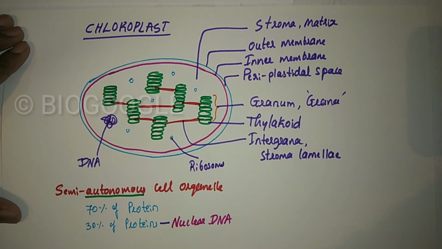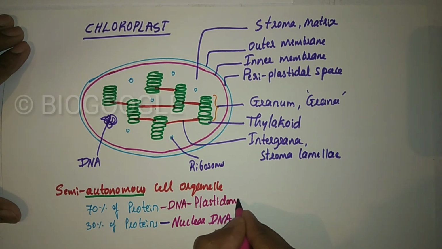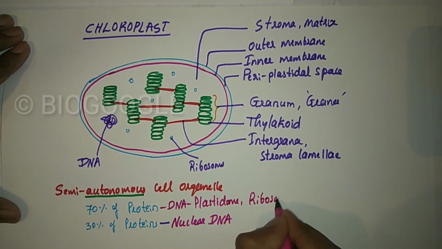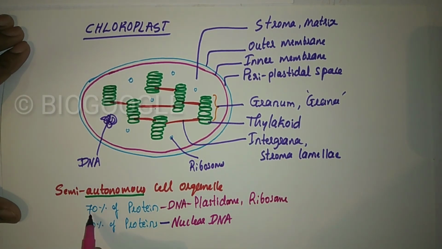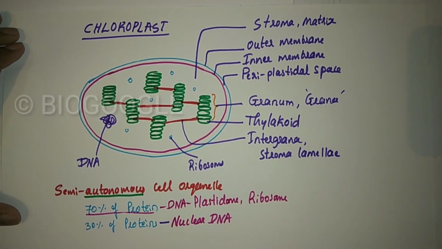Since they have their own DNA, called plastidome, and their own ribosomes, they synthesize about 70% of the proteins. But ultimately it cannot synthesize all kinds of proteins by itself, hence it also depends upon the nuclear DNA for the other 30% of the proteins, right?